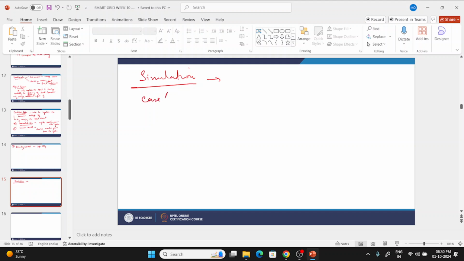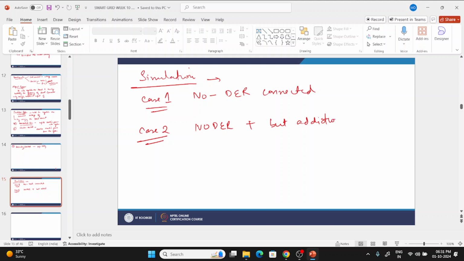In case one, we are going to see no DER connected, such as PV, diesel generator, battery in the system. Then we will analyze the second case when there is no DER in the system, but additional load switching occurs. No DER, but additional load has been switched on. The additional load varies from 0.5 megawatt to 1 megawatt.